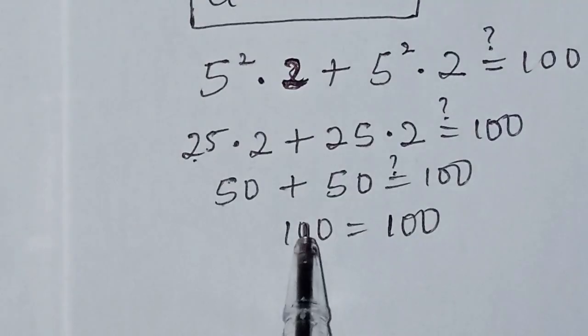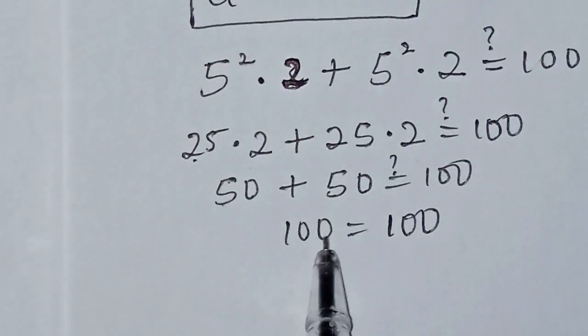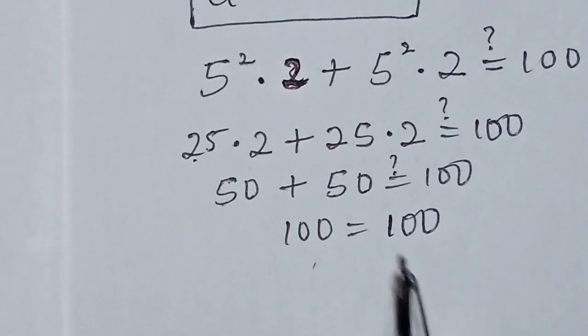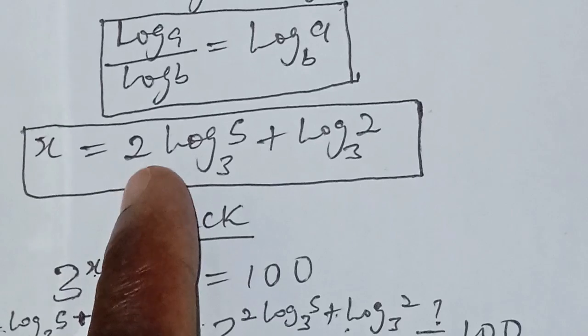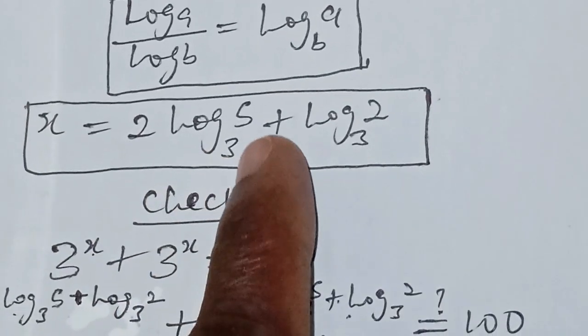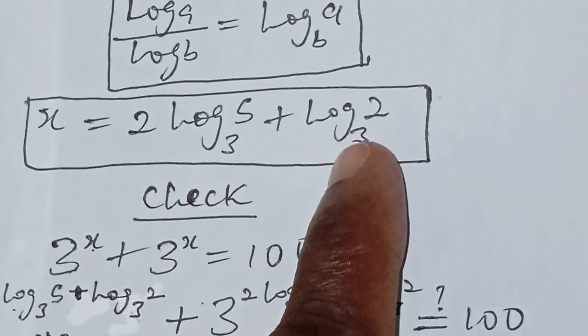So the left hand side equal to the right hand side, which proves that the value of x, at x equal to 2 log base 3 5 plus log base 3 2, is correct.